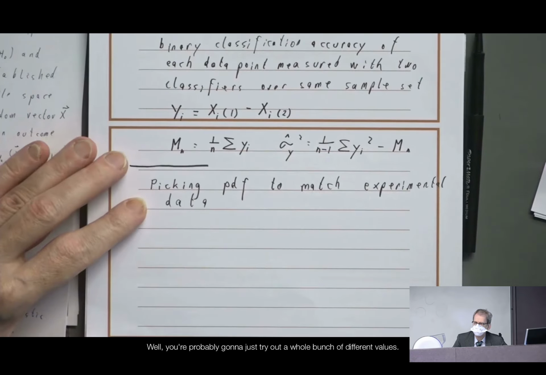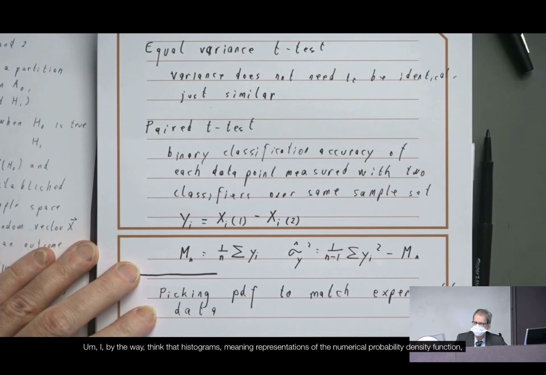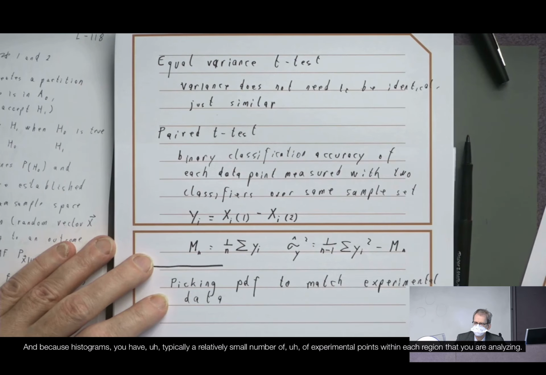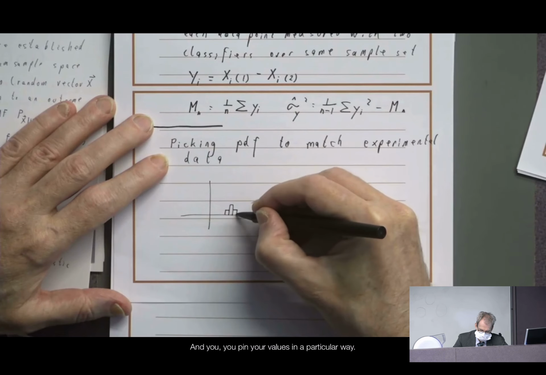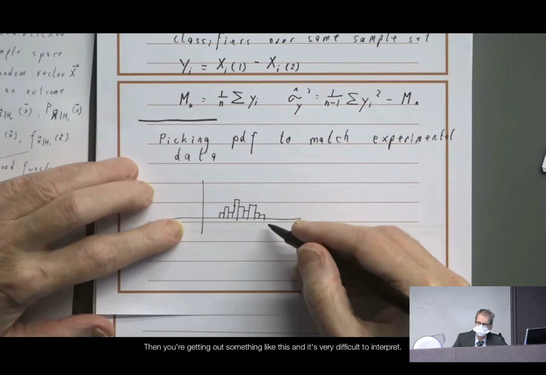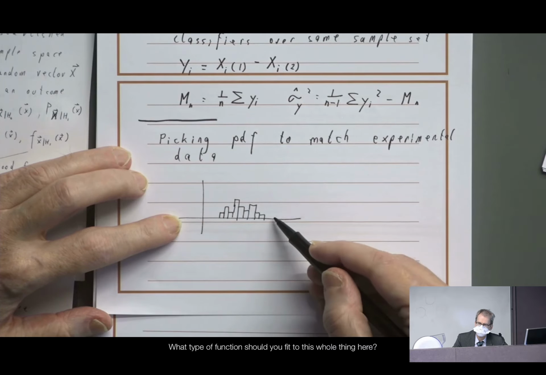Well, you're probably going to just try out a whole bunch of different values. Well, first of all, you're going to plot a histogram. I, by the way, think that histograms, meaning representations of the numerical probability density function, are less informative to the human eye than cumulative distribution functions. Because with histograms, you have typically a relatively small number of experimental points within each bin that you're analyzing. And so a typical histogram for you might look like this. And you bin your values in a particular way. Then you're getting out something like this. And it's very difficult to interpret what type of function you should fit to this whole thing here.